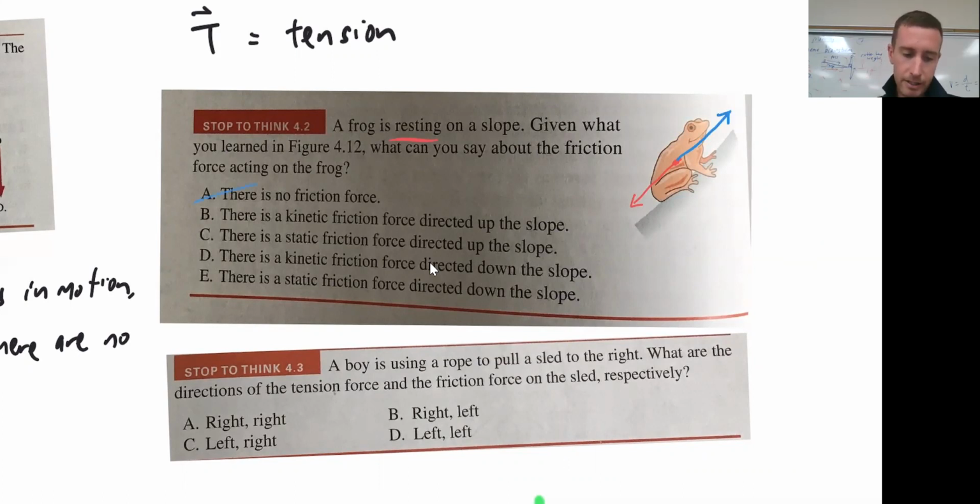So there is a friction force because I know the frog's not sliding down the slope, right? Because there's going to be a force of gravity too. There's a weight, and then there'd have to be a normal force out here. And so the force of friction helps stop it from going down the hill. It's not kinetic friction because he's not moving, so the kinetic ones are out. There has to be a static friction force, and it has to be directed up the slope to oppose the downslope motion. So that would be C. Cool.